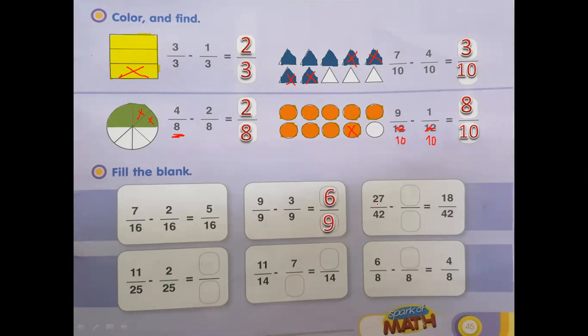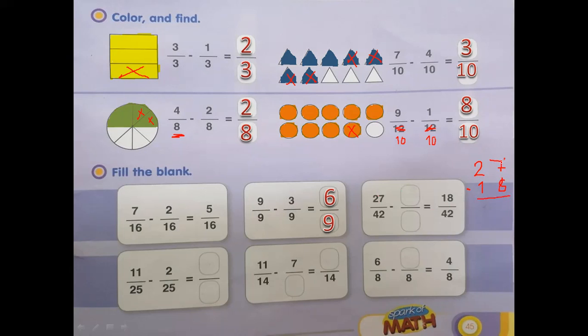Okay, here we have 27 minus a blank equals 18. How are we going to know the answer? We are going to subtract 27 minus 18 to know the answer. To know the answer, okay?